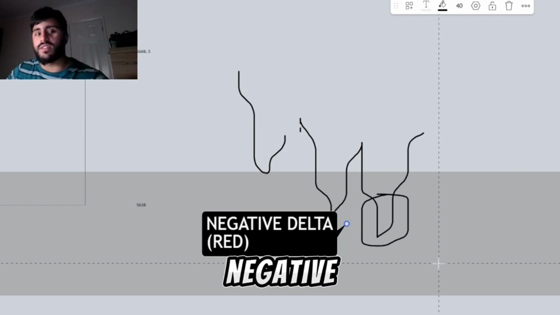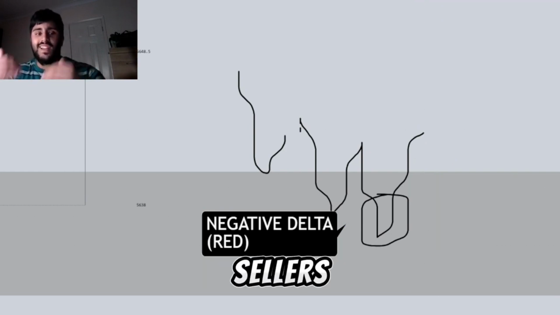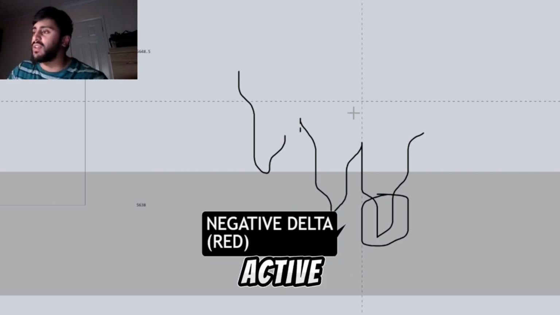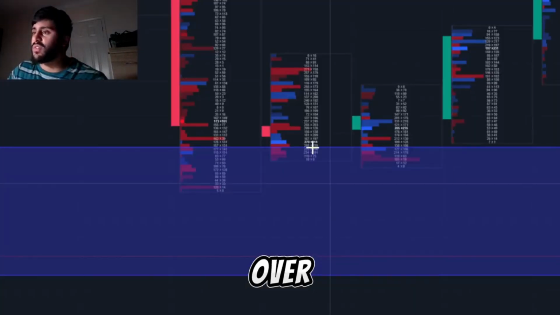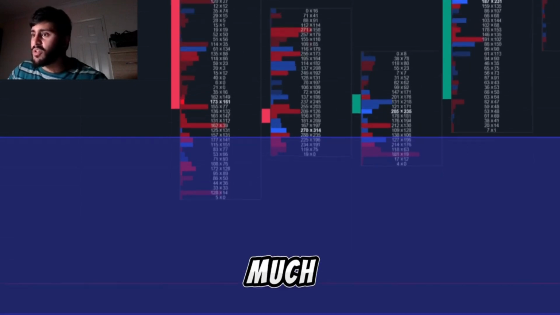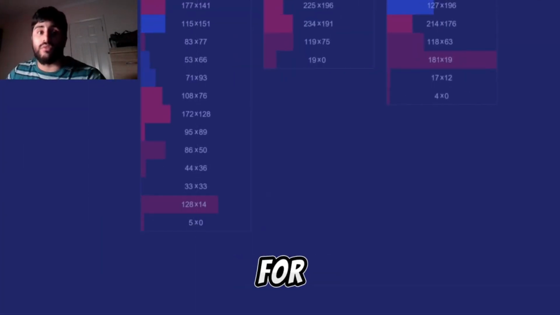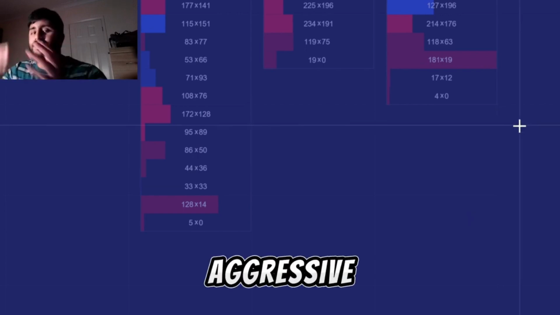So when you see negative delta or red delta, it shows you sellers are very active at this area. Aggressive sellers are active at this area. This is what we have just over here. We see so much red. In fact, when we go in and look at the candles, we see 128 for 14. So we see so many aggressive sellers compared to the aggressive buyers.